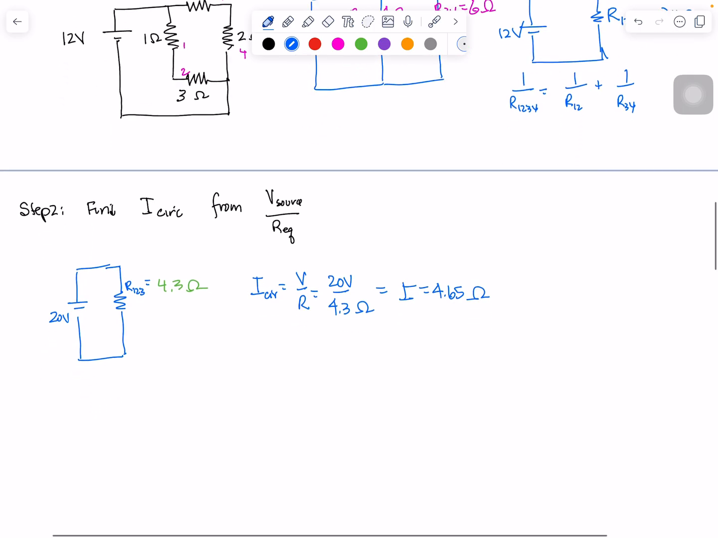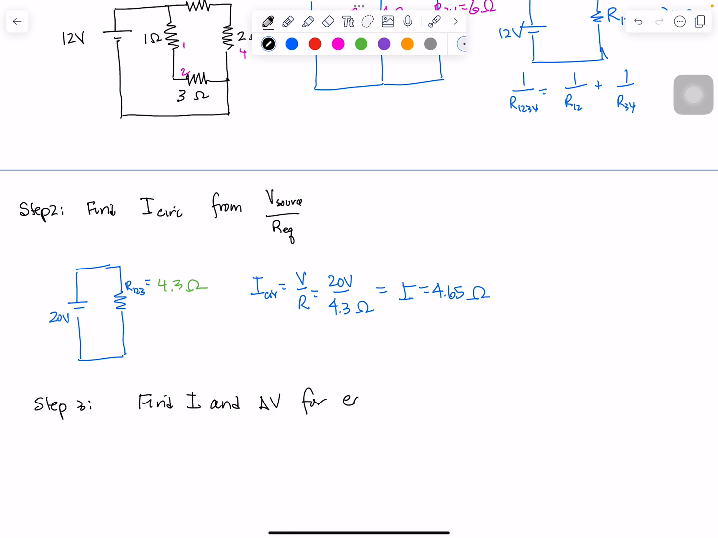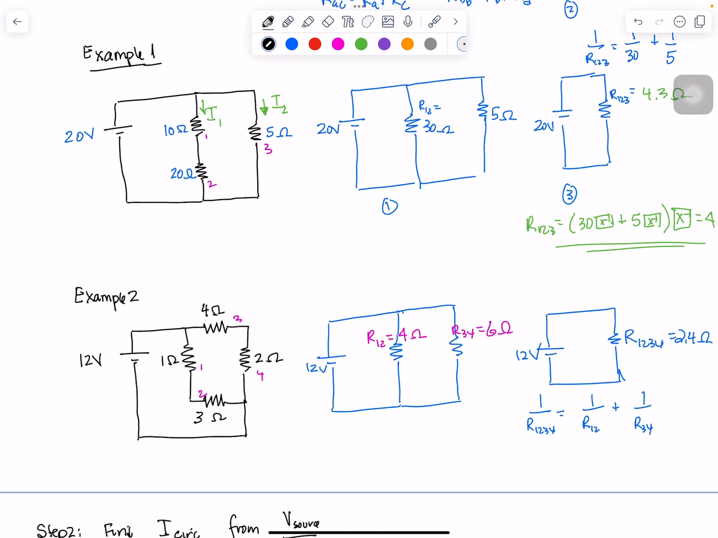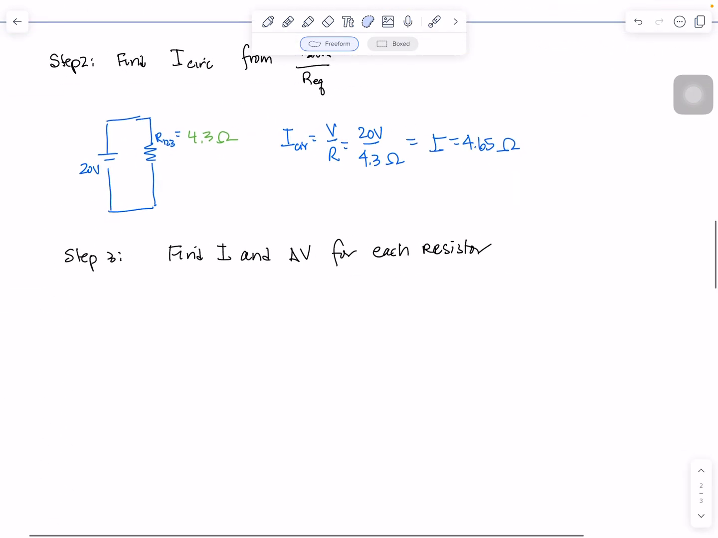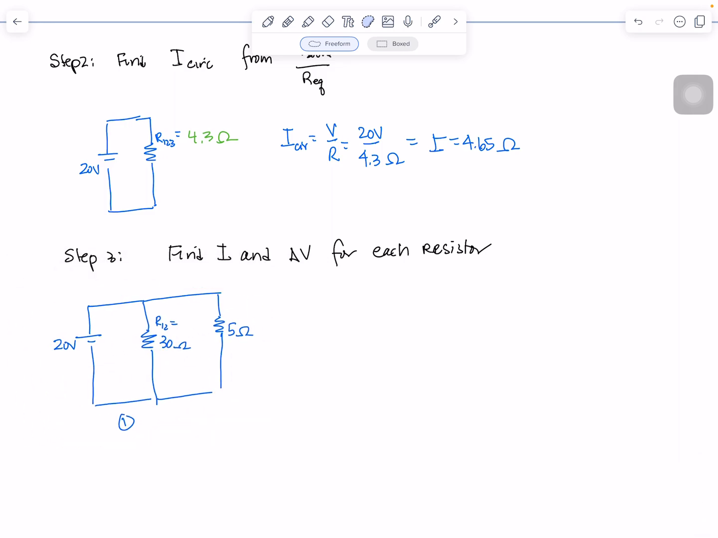I'm going to do step 3 for this circuit. Step 3, you're going to find I and delta V for each resistor. So I'm going to go back up, copy the circuit. I'm actually going to start with this circuit. Okay, so paste.